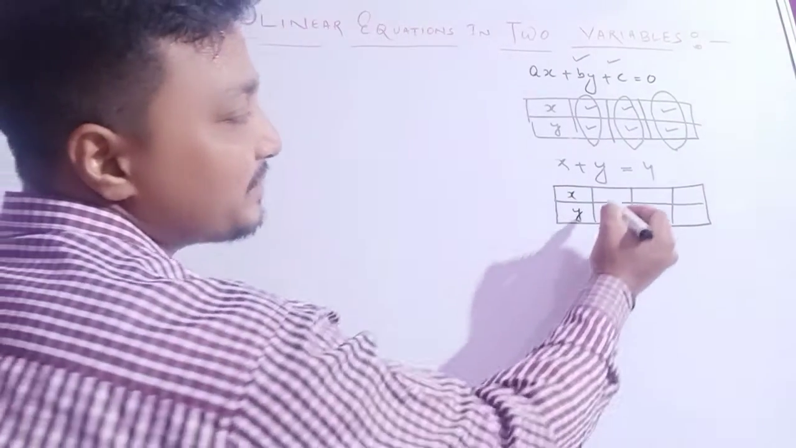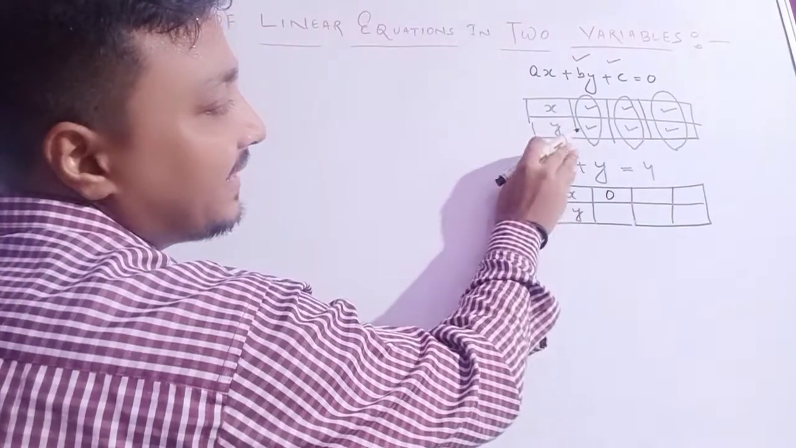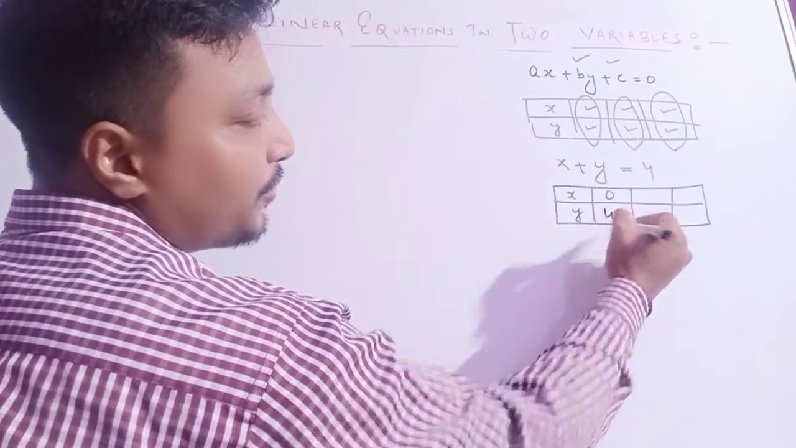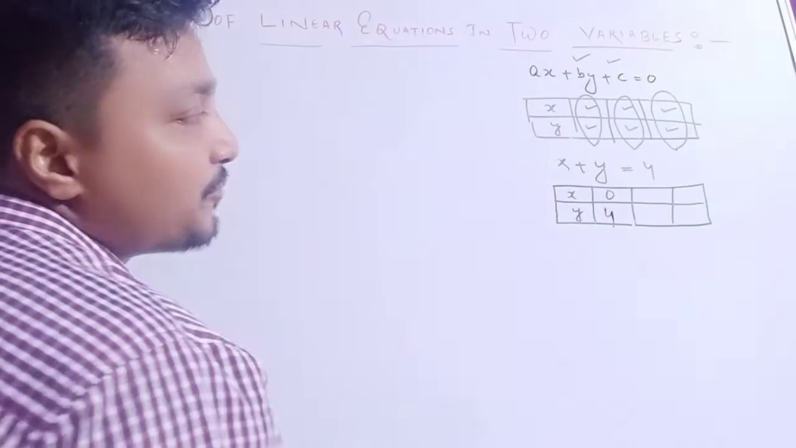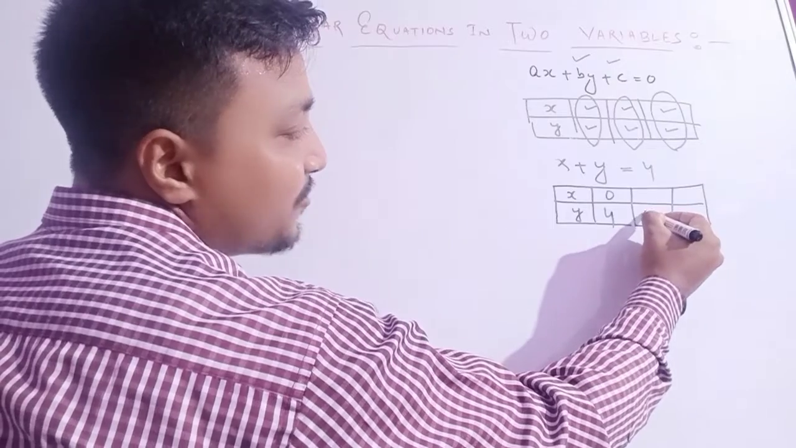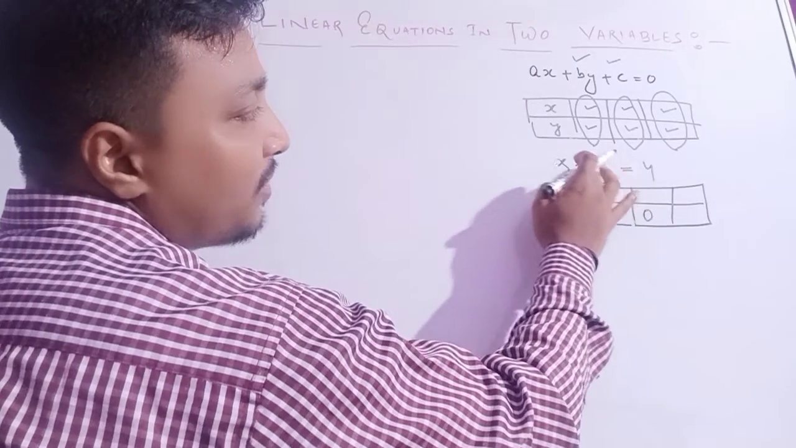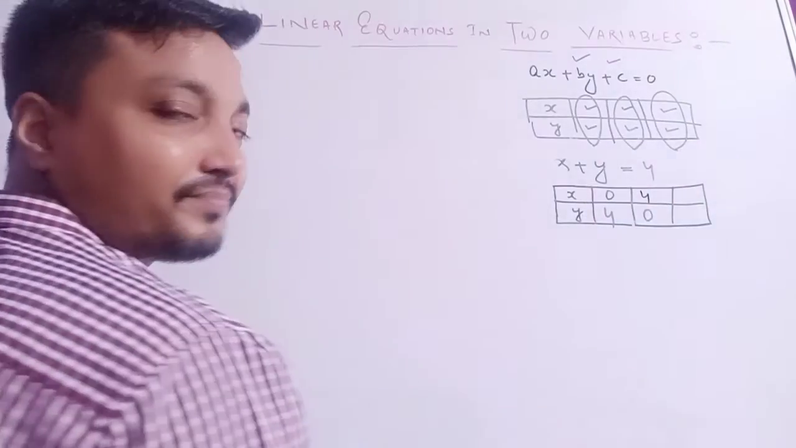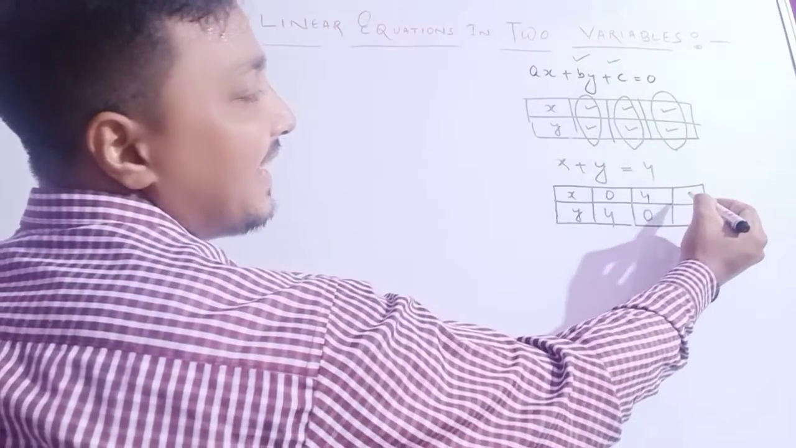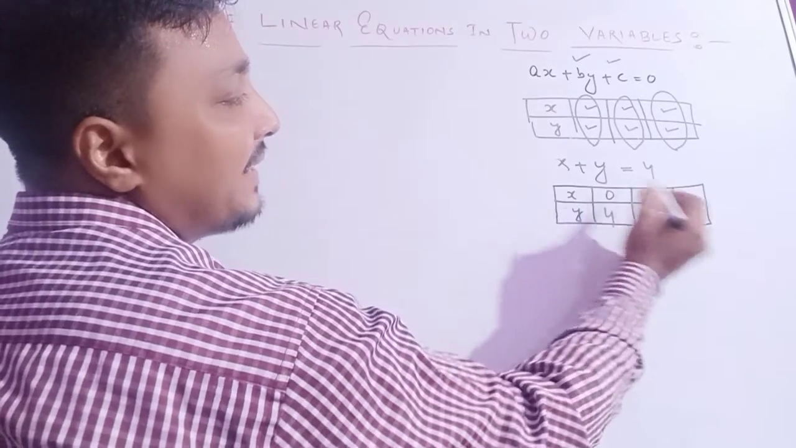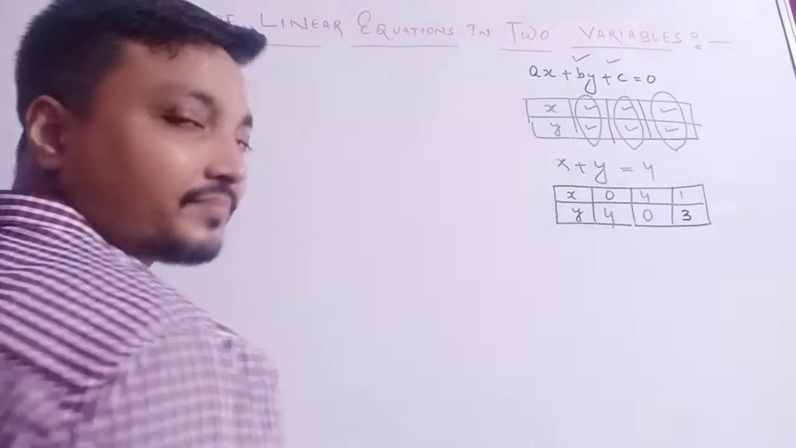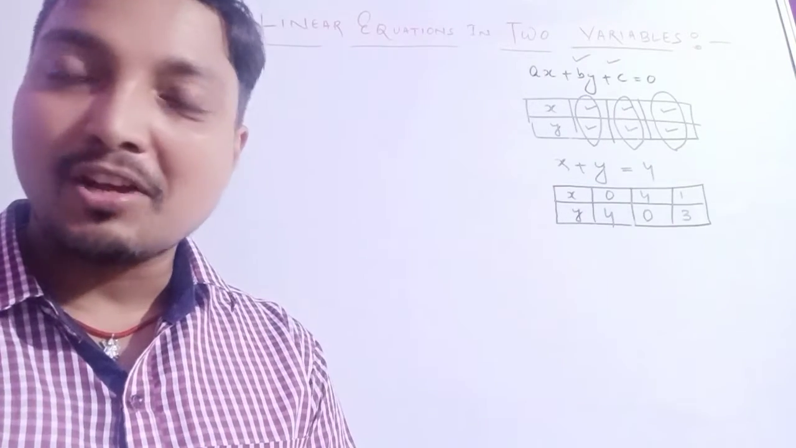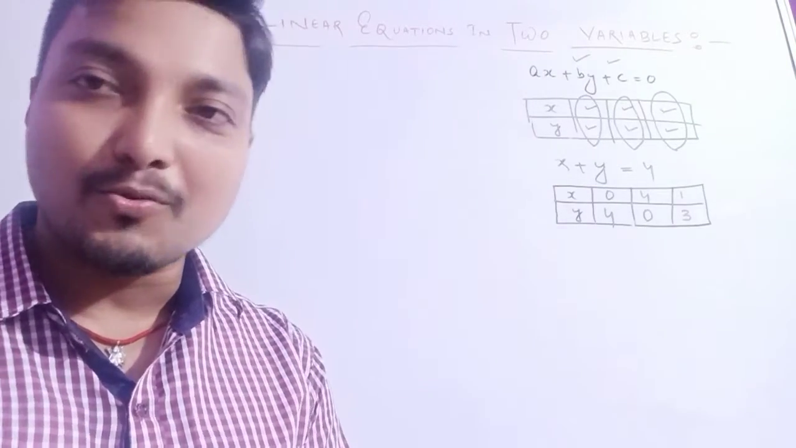Suppose I put the x value equal to 0. Then y is equal to 4 minus 0, which becomes 4. And suppose I put the y value equal to 0, then 0 plus x is equal to 4, so the x value becomes 4. In the same way, on putting x equal to 1, I can find the y value, it will be 3. So in the same way one can find infinitely many solutions of a linear equation in two variables.